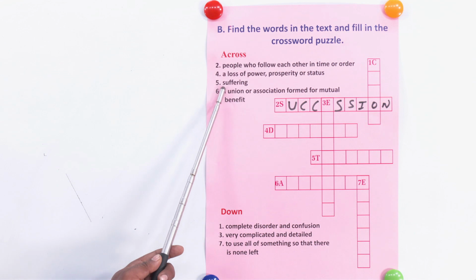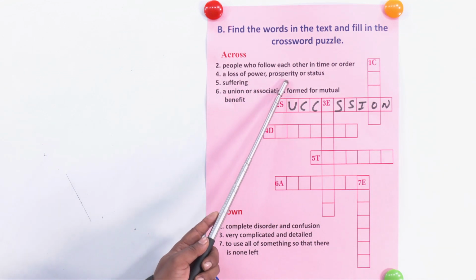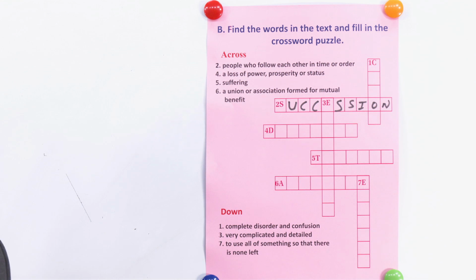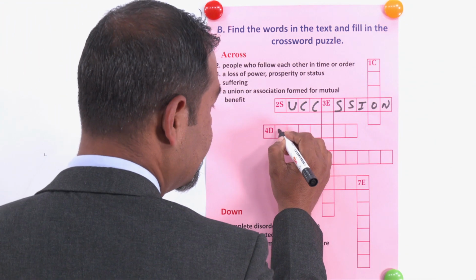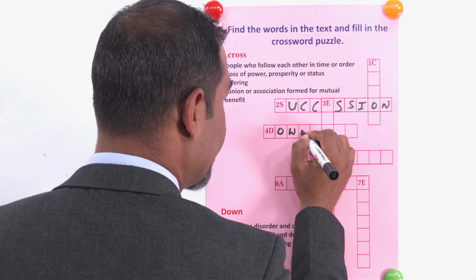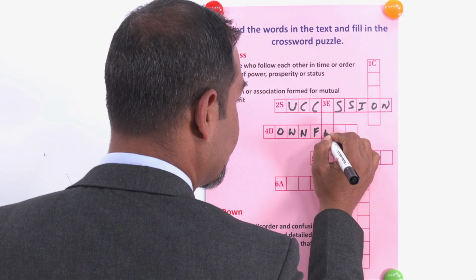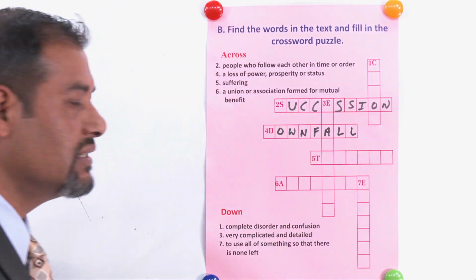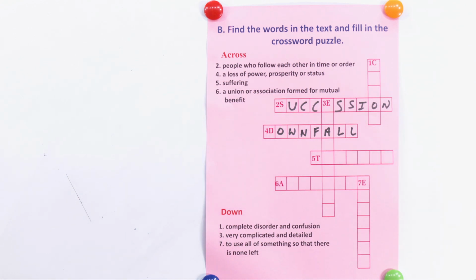Now next we have, for a loss of power, prosperity or status. So what is the correct word for it? See, you have to write it down here. So what is the correct word? Yes, you are right again. The word is downfall. And what is the spelling? D and then D-O, you are right, W-N-F-A-L-L, downfall. Okay.